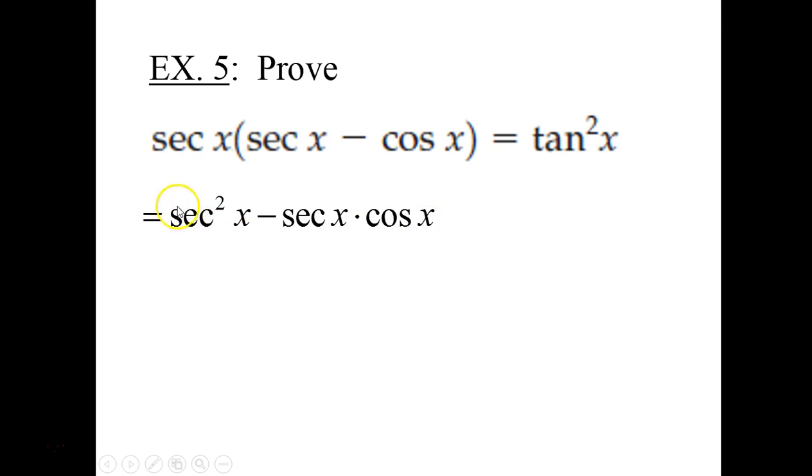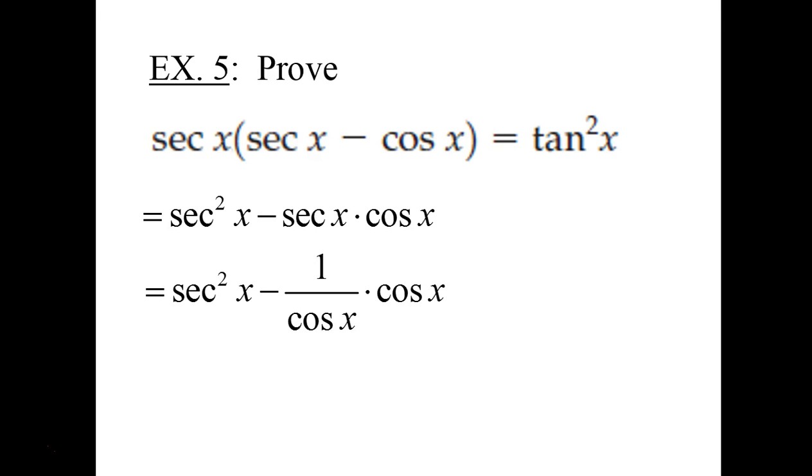Now, from here again, I can write this secant squared as 1 over cosine squared. I'm going to leave it alone for a minute, and I think you'll figure out why when I continue. This secant, however, I am going to write using the reciprocal identity, so I know that secant is really 1 over cosine. Why did I mess with this secant and leave this alone? Quite simple. When I turn this into 1 over cosine, this cosine on the bottom is going to cancel with this cosine on the top, leaving me with just this original secant squared minus 1.